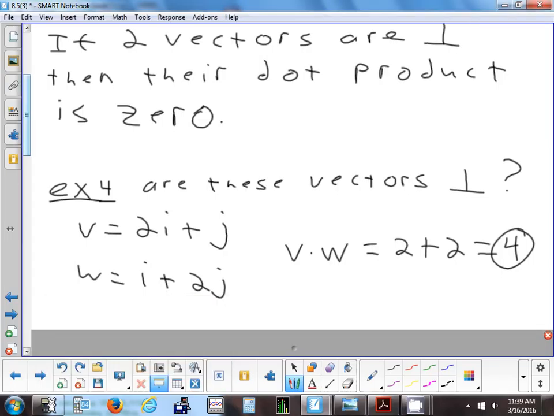Any questions on why we got a dot product here of 4? So not perpendicular. What could you change in this problem to make them perpendicular? Put a negative in any one of them. Make any coefficient negative, and then you'd have a negative 2 times a positive 1. That would give you negative 2, positive 2. Just put a negative in somewhere, and you'd make them perpendicular.